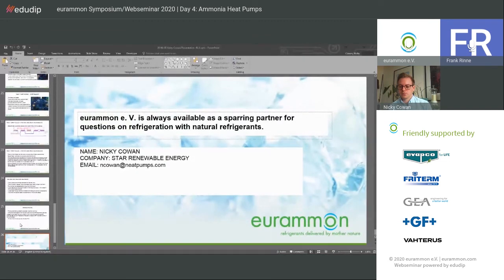So Alexander is still writing something. Here's a question from Karl Steinjan. What is the minimum heating capacity at which such an open loop system makes sense from an economic point of view?